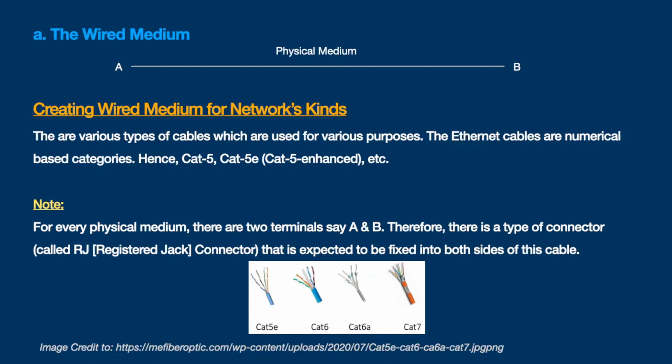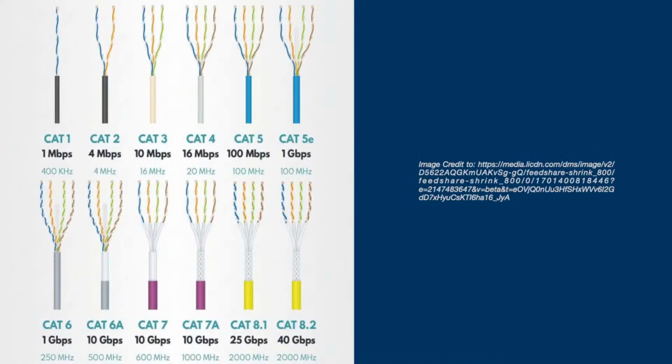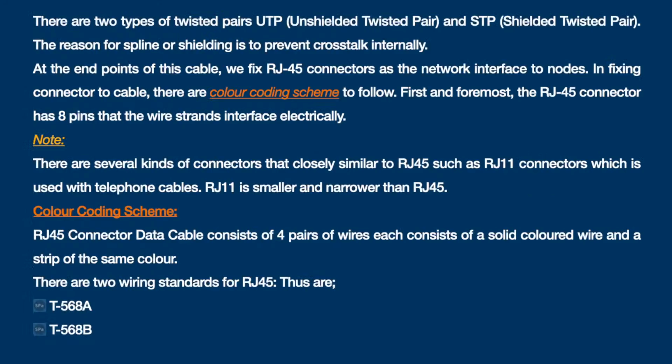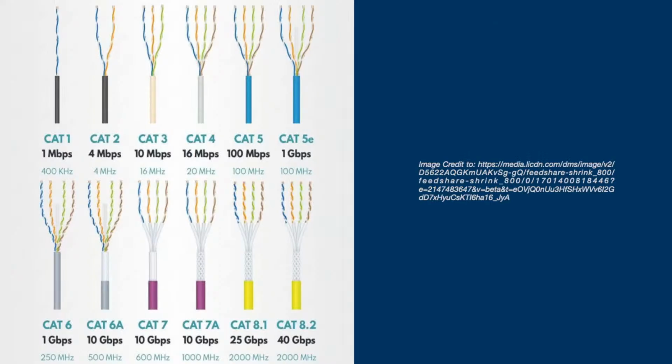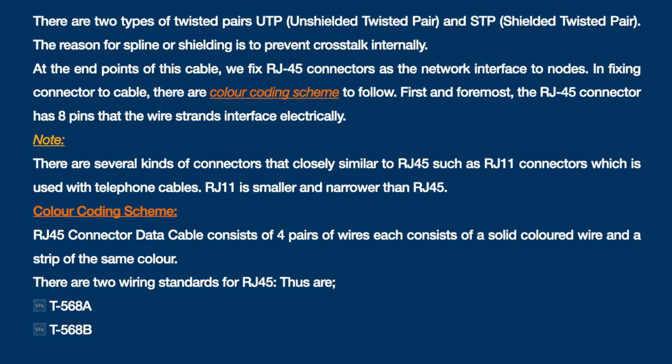We are creating the wired one. If you look at that, we have different types. Like I have said, we have cat 1, cat 2, cat 3, cat 4, cat 5, cat 5e, cat 6, cat 6a, cat 7, cat 8 and all.